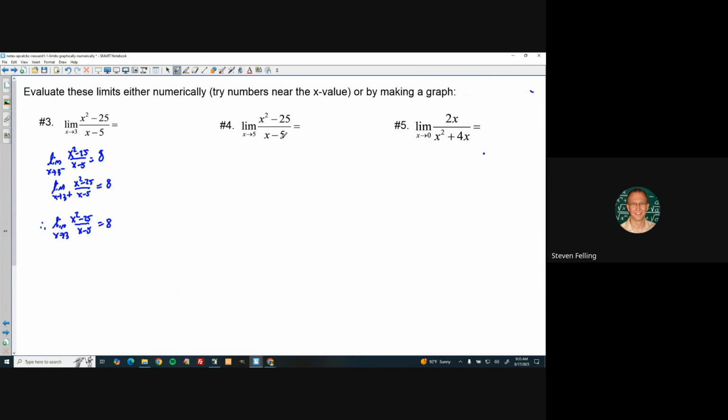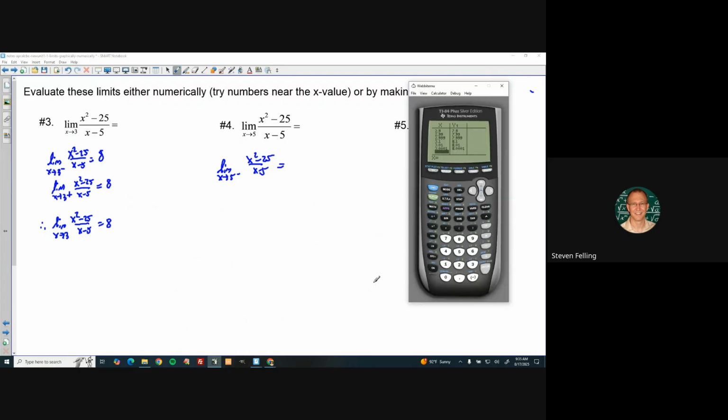Okay, same function for number 4 here, except we're approaching 5. So the only thing we're going to change is the target value. Limit as x approaches 5 from the left, x squared minus 25 over x minus 5. I'm going to pick values just to the left of 5. So let me go left to the top here. How about 4.9, 4.99, 4.999? That should be enough to see what's going on. This seems to be closer to 10.